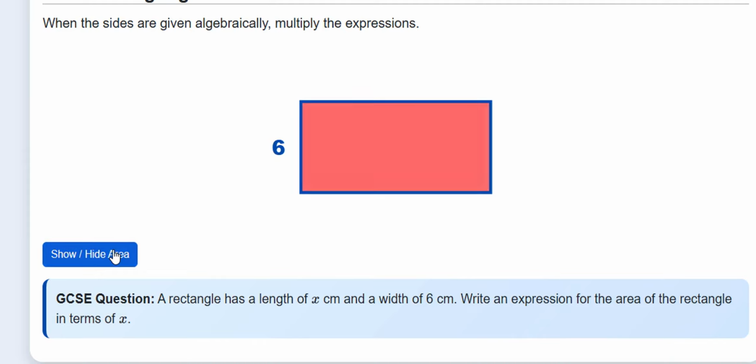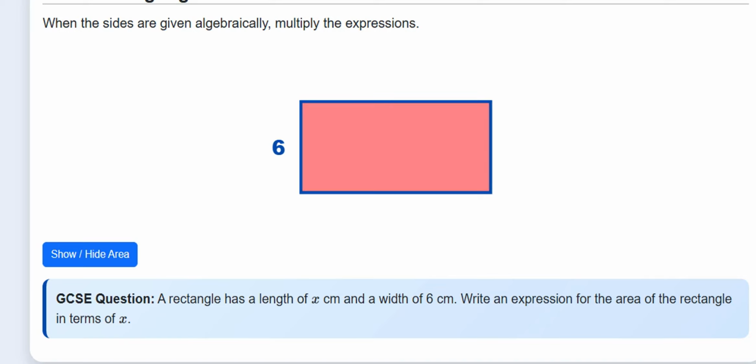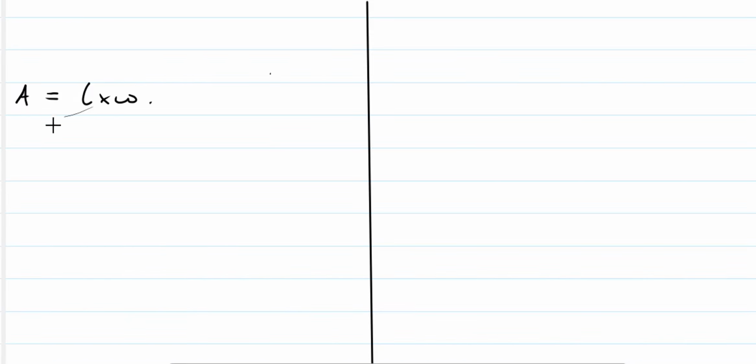And of course, the area we are talking about is that region enclosed by the sides of the rectangle, and we already know area A of a rectangle is given by length multiplied by width, like that. But we know the length is x centimeters, and then the width, which is w, is 6 centimeters, like that.